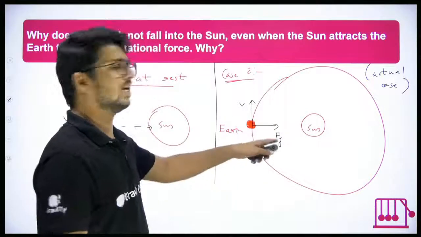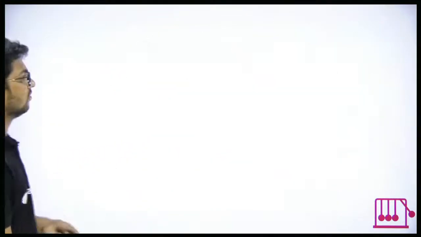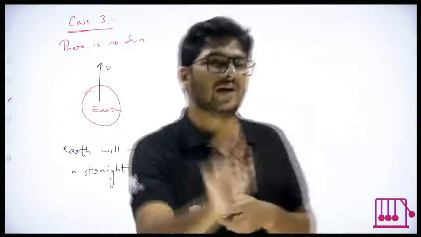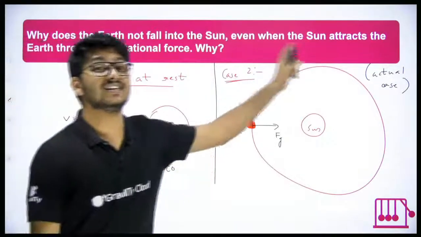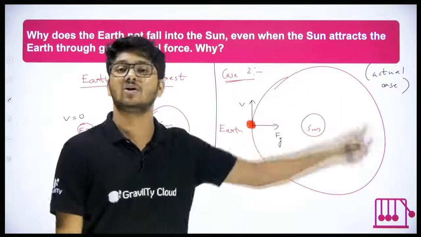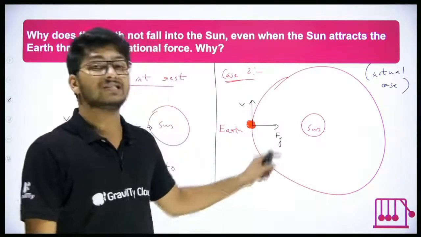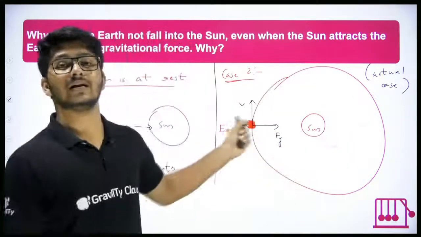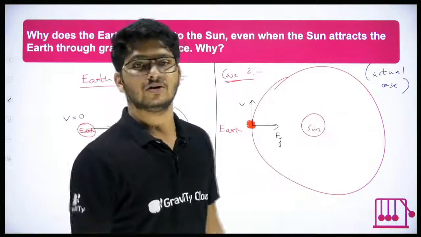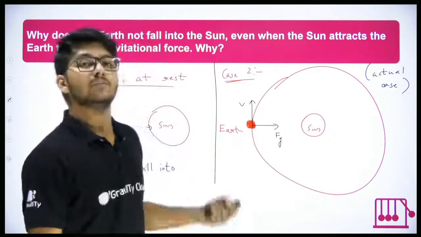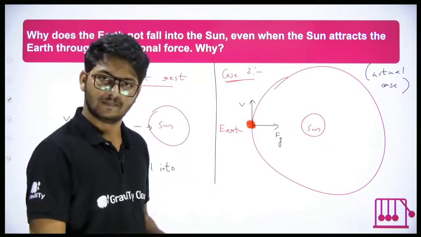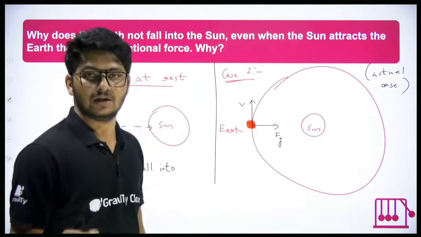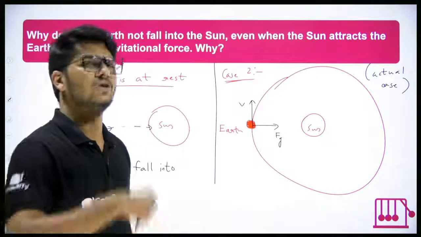So what is the force doing in this case? In this case, there was no force and it was going in a straight line. But when there is a force, Earth is revolving around the sun. So this force is responsible for making the Earth go in a circle, revolve around the sun. So why does the Earth not fall into the sun? Because Earth has a velocity. Because Earth is moving with a speed, and the force here can only make the Earth revolve in a circle.